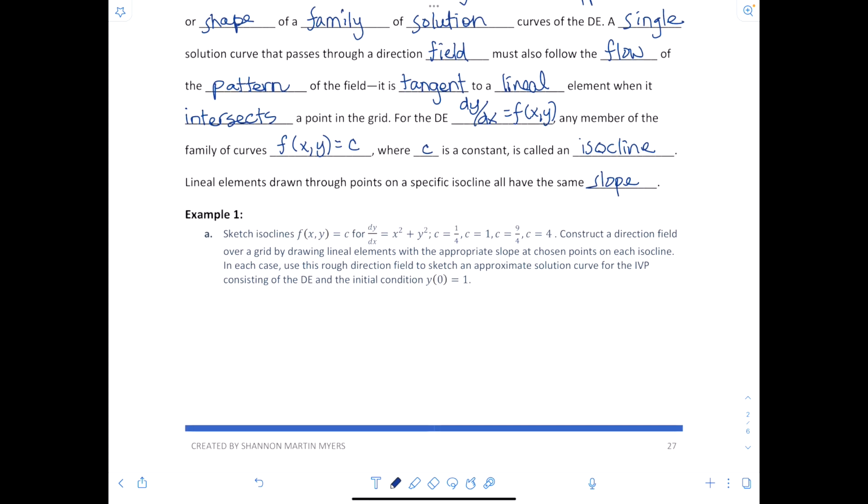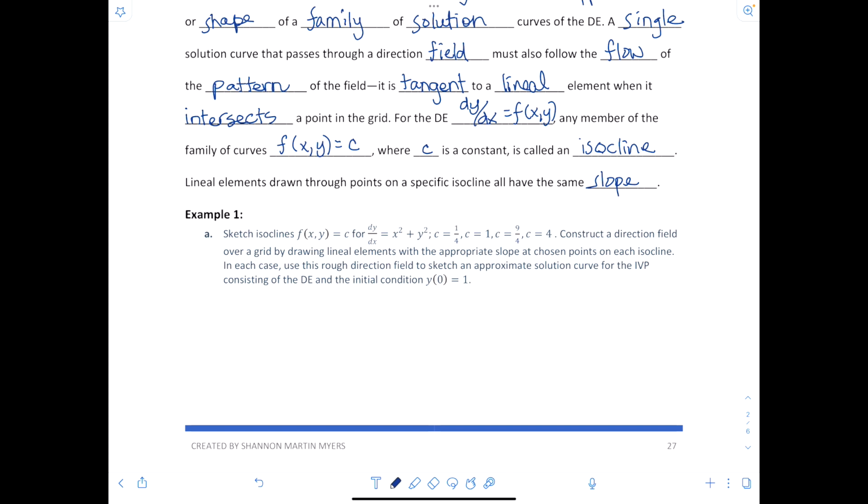For this first example, we want to do this by hand at first. So we're going to sketch isoclines, f of x and y equals c, for these different values for c. So dy/dx is equal to x squared plus y squared. C is a quarter, c is 1, c is 9 quarters, c is 4.